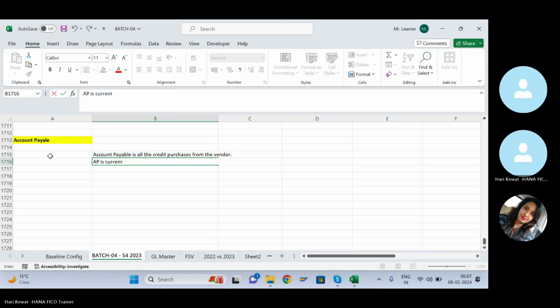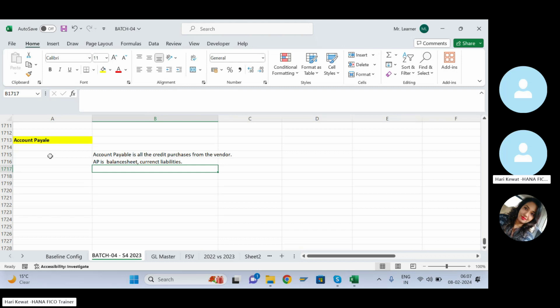Okay, so AP is a current liability. Let me put it this way: AP is a balance sheet current liability. Whatever purchases our company is doing on a credit basis, that is your current liability. It comes under the balance sheet.